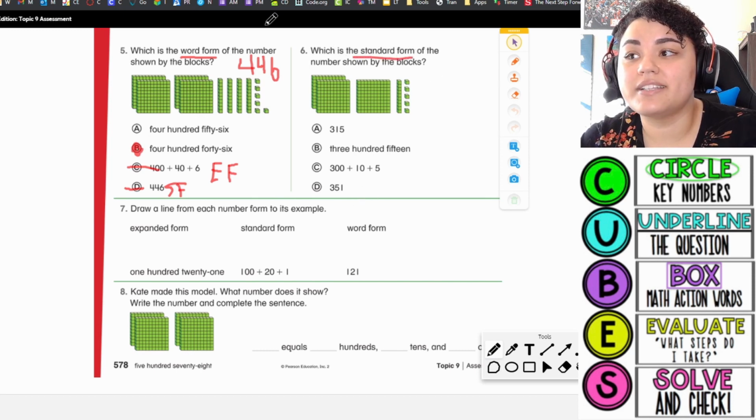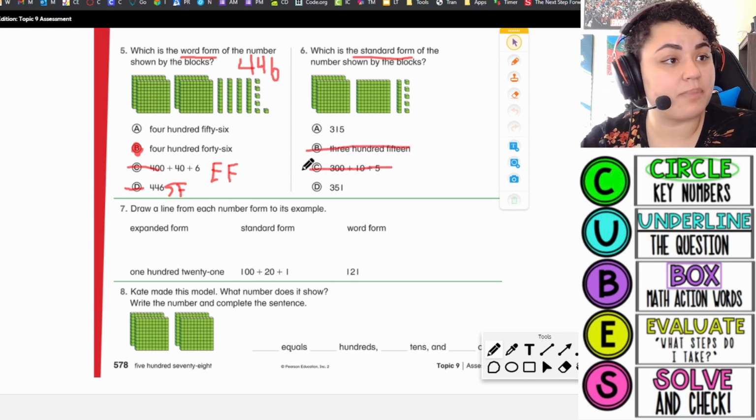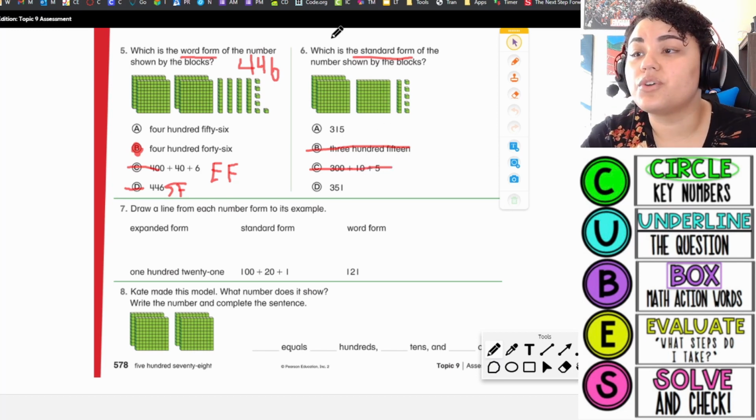Which is the standard form? Underline that. That means it's the regular form like this. So it's not going to be in words, and it's not going to be expanded. It's not going to be an equation. So which is the standard form?